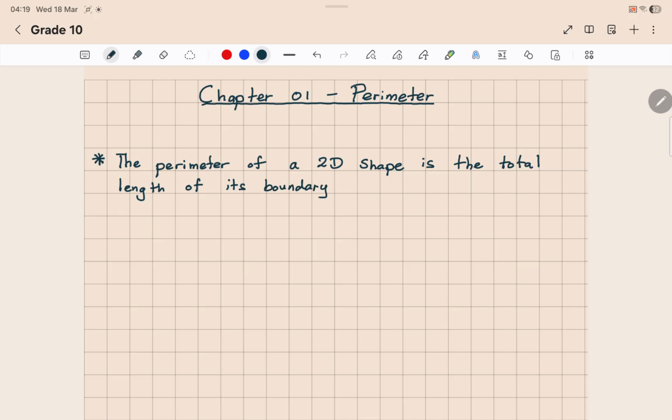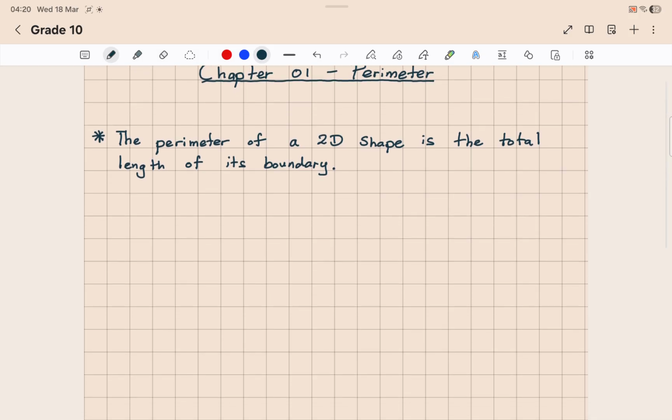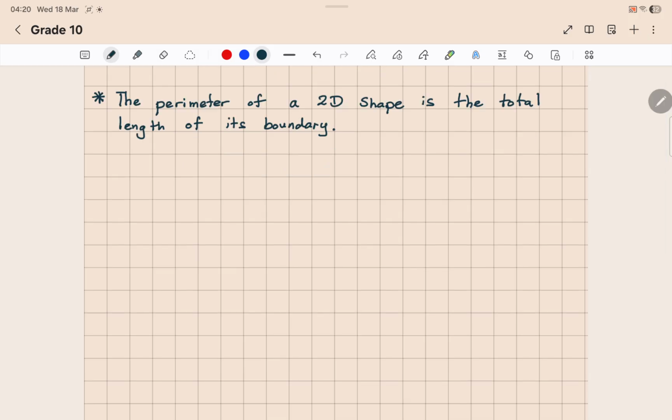Right. So some shapes you already know how to calculate the perimeter, like square, rectangle, triangle, circle. Those things you already know how to calculate the perimeter, right? So let's just recall those. Right. So first, let's say rectangle. So you have length and width or breadth, right?